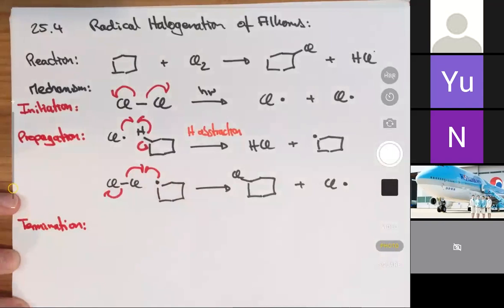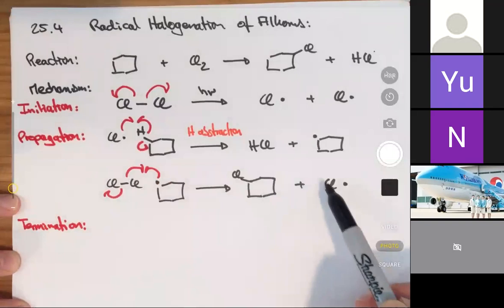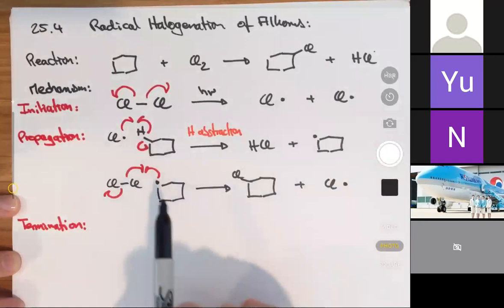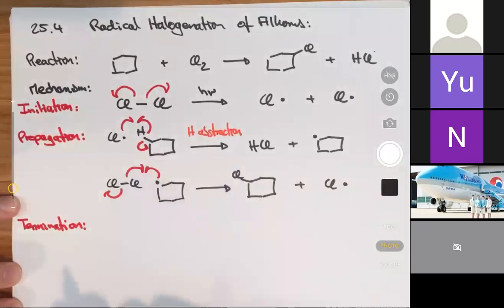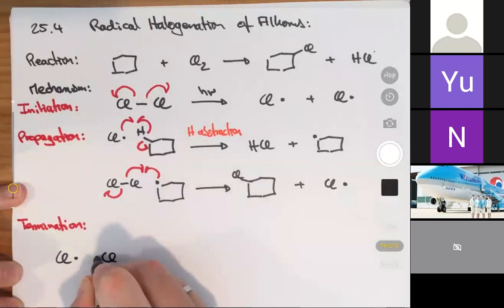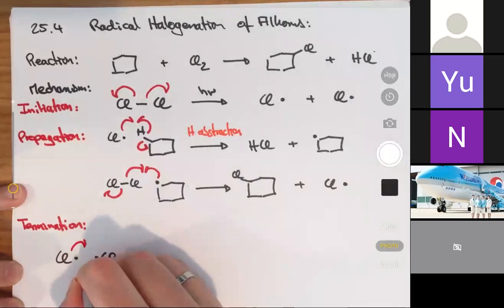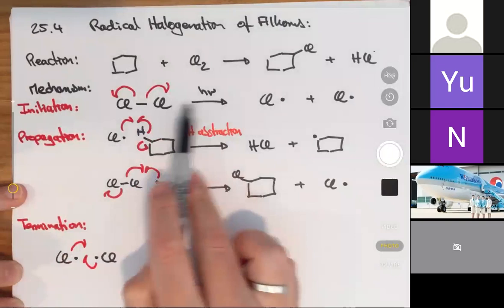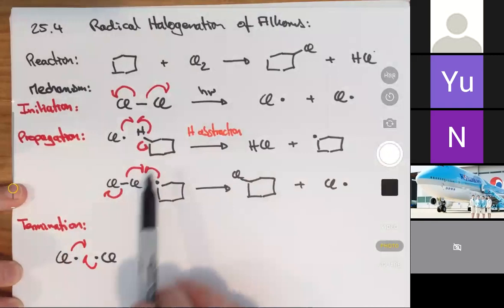So if you imagine all the radical species that you have floating around in this reaction mixture, any of these could coincidentally meet another radical species and recombine to form a closed shell molecule. So you could start out, for example, with two chlorine radicals finding each other in solution, recombining to form chlorine gas again. So it's essentially the reverse reaction of this step here. That would annihilate two radicals that otherwise would take part in this chain reaction here.